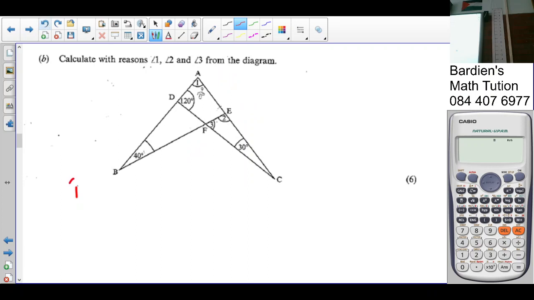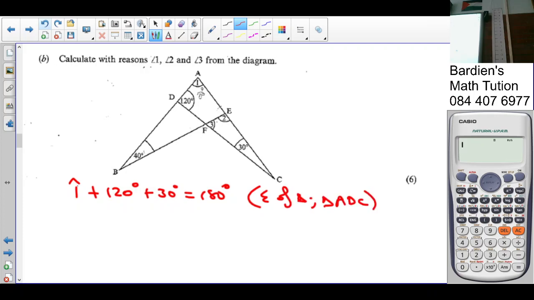So we said angle 1 plus 120 plus 30 degrees equals 180. Why? Sum of angles of a triangle. It is triangle ADC. So angle 1 is equal to 30 degrees. You all agree with that?